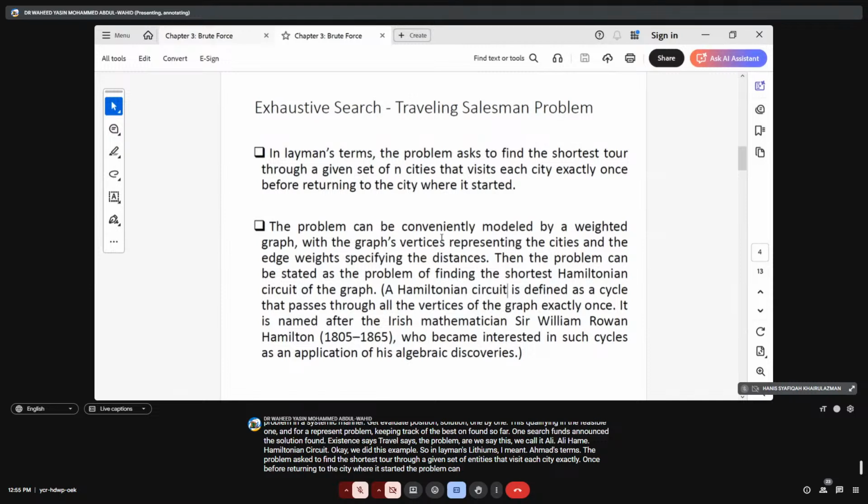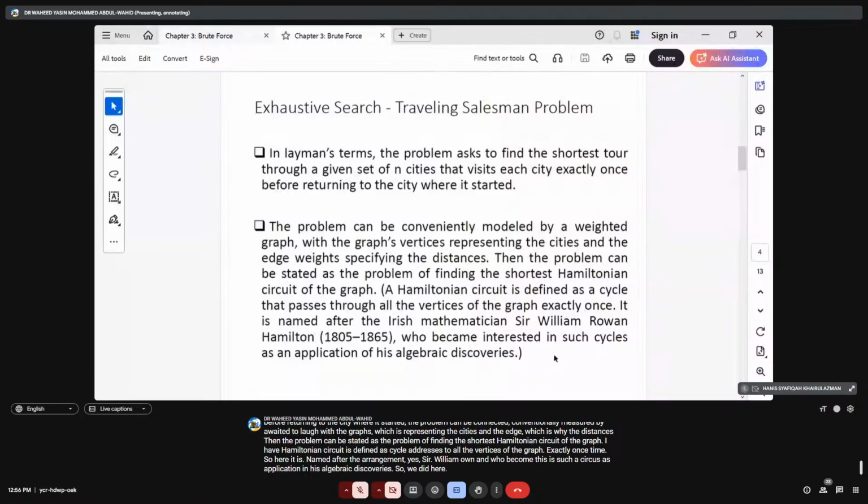The problem can be conveniently modeled by a weighted graph, with the graph vertices representing the cities and the edge weights specifying the distances. Then the problem can be stated as the problem of finding the shortest Hamiltonian circuit of the graph. A Hamiltonian circuit is defined as a cycle that passes through all the vertices of the graph exactly once. It is named after the Irish mathematician Sir William Rowan Hamilton, who became interested in such cycles as an application of his algebraic discoveries.